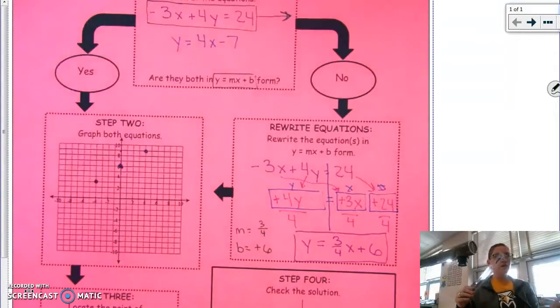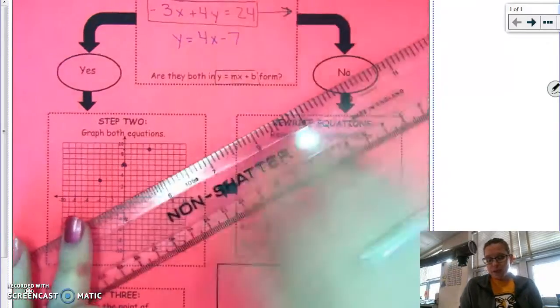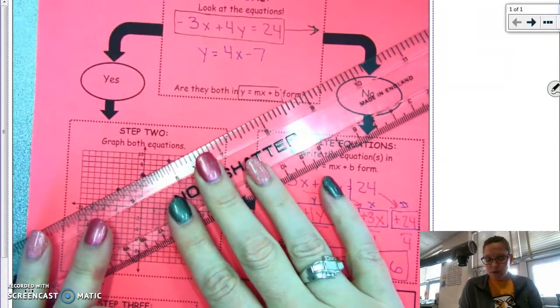Grab your trusty ruler. This is where the ruler is really important and straight lines are important. Without straight lines, it's very easy to miss the POI, the point of intersection, and end up with the wrong answer. So line up your lines.